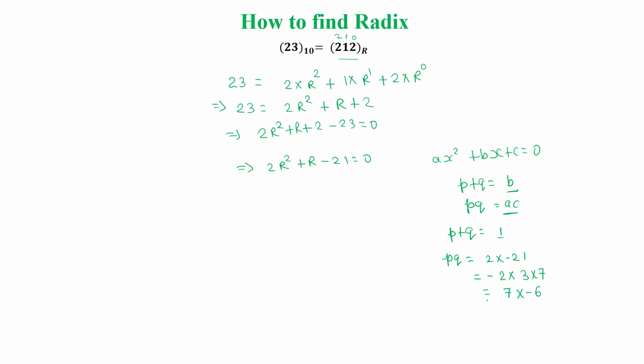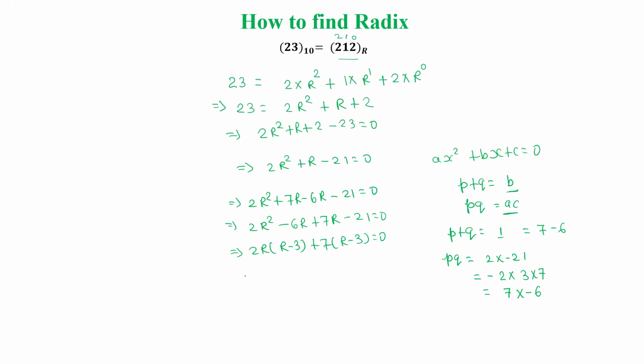So for p plus q, which is 1, we can write 7 minus 6. This expression can be written as 2r square plus 7r minus 6r minus 21 equals 0. Just a small rearrangement so that we have a better common term. This minus 6r is taken here, plus 7r minus 21 equals 0. Now what is common? 2r is common. So 2r into r minus 3, plus 7 is common, so r minus 3.